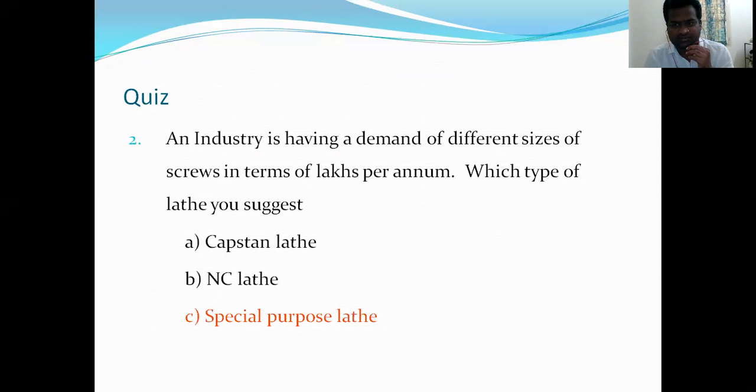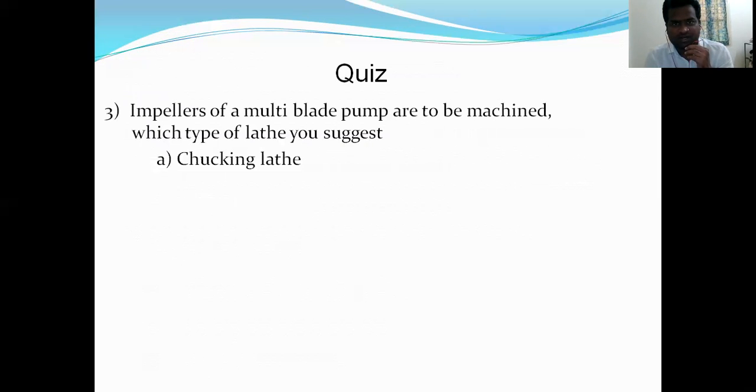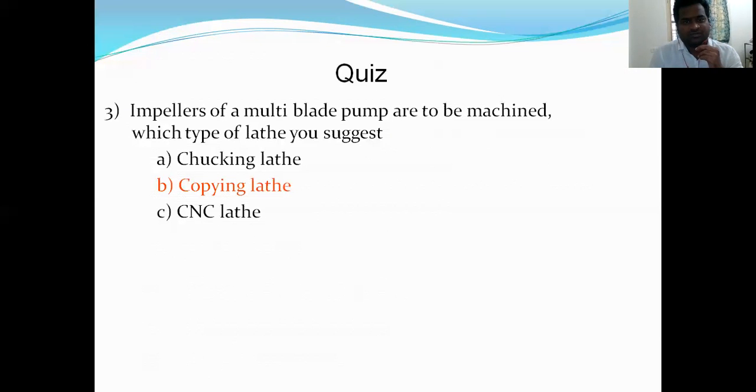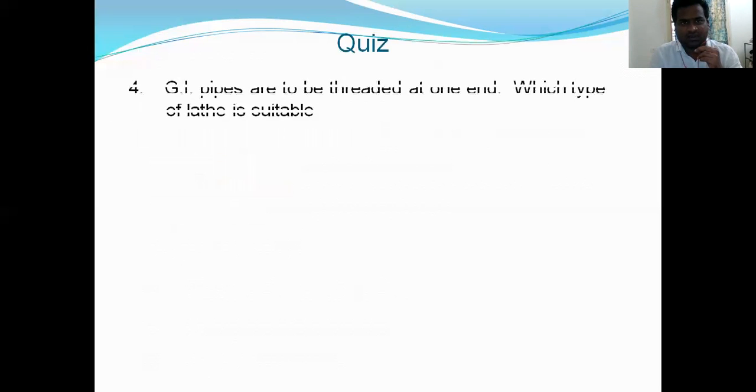Special purpose lathe. Impellers of a multi-blade pump application, which type of lathe do you suggest? Copying lathe. Impellers, copying lathe, we have discussed that. If we want to produce some profiles, we use a template. Based on the template, the manufacturing process is done. The stylus moves on that template. Template means a predefined path. The stylus travels along that predefined path, and the tool follows it on the workpiece, so we get that shape.